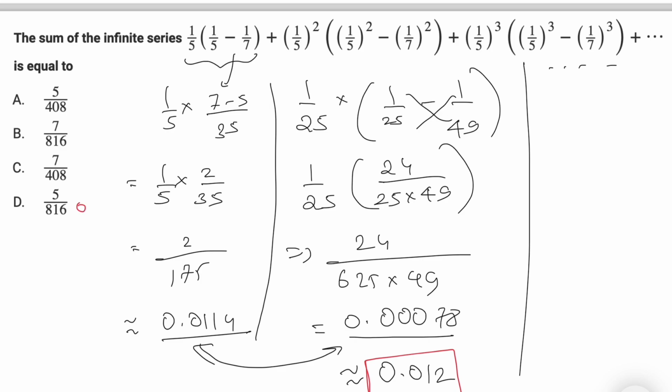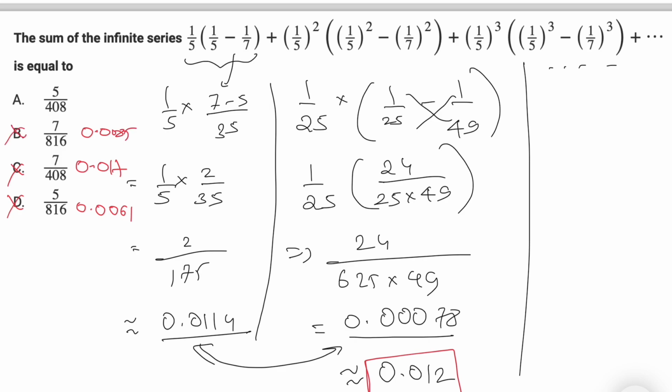This is 0.0061, quite the half of what we have actually found, so that's not correct. The C one says 7 divided by 408. 7 divided by 408 is approximately 0.017, quite large, slightly greater than what we want. Next one is 7 divided by 816. Well, that is also 0.0085, not correct.